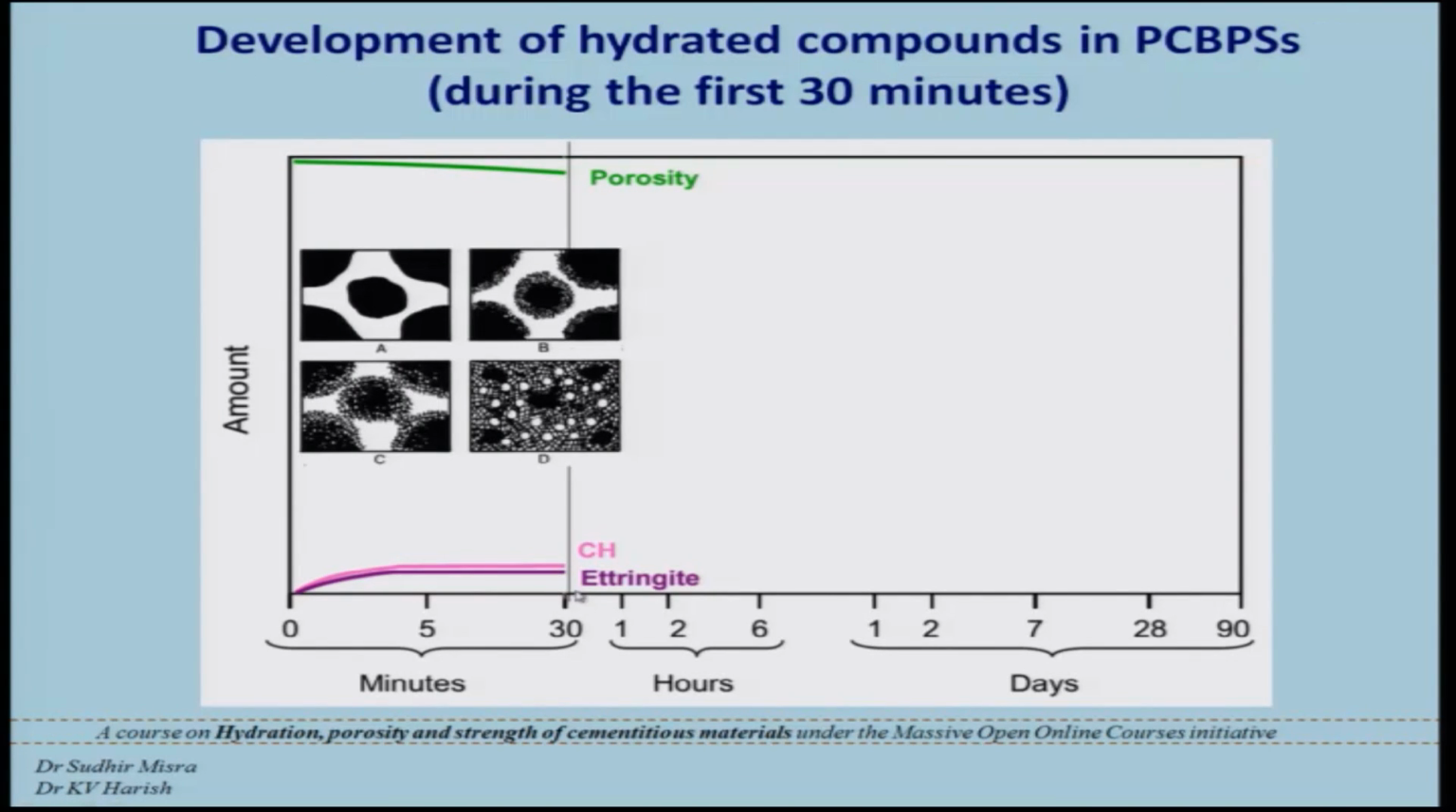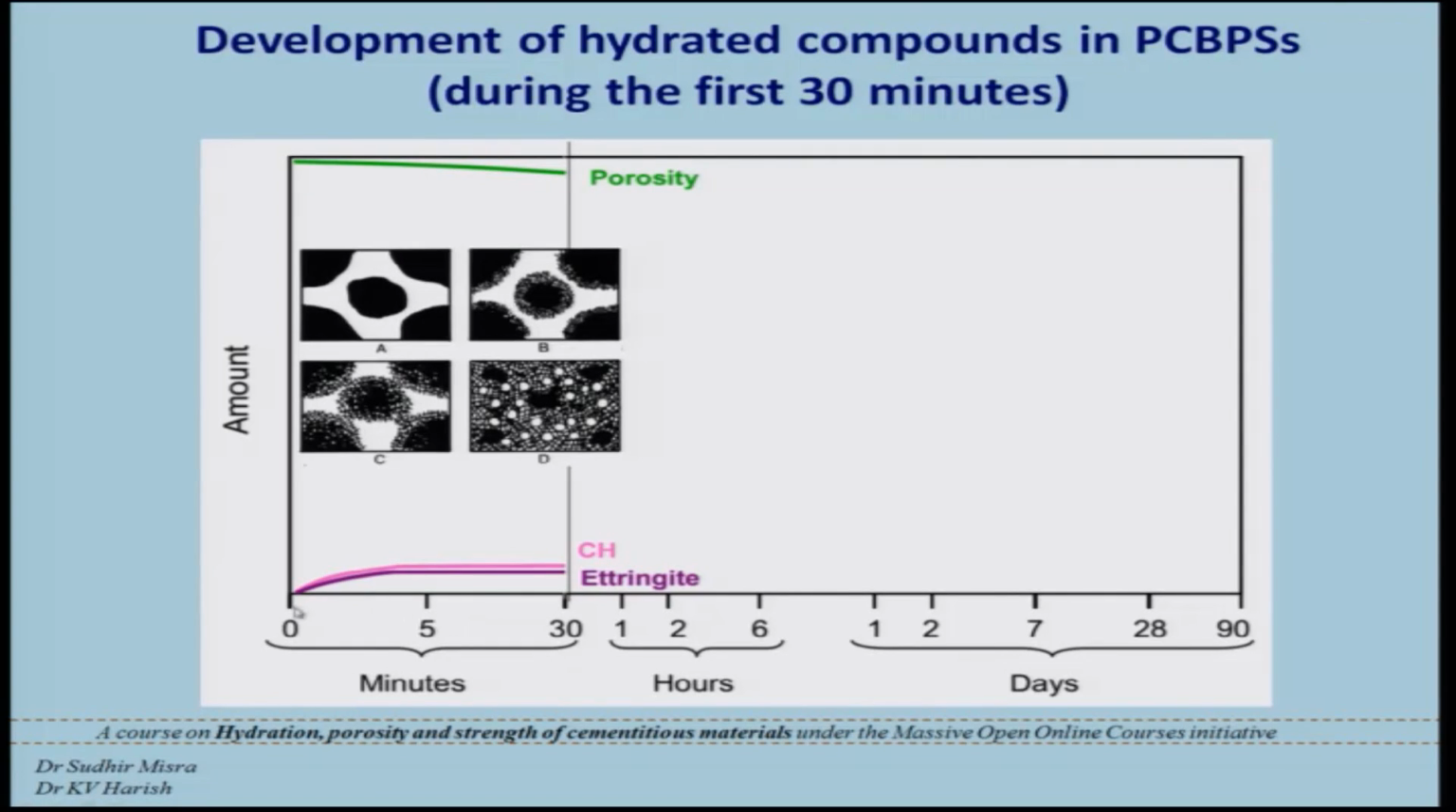So, the first compound that forms in the hydration process is ettringite, and we have already seen the characteristics of ettringite and others. So, I will not get into that. You also see that sometimes calcium hydroxide is also formed. That is primarily because the quantity of calcium oxide in Portland cement is extremely high. So, sometimes a very little amount of calcium hydroxide is also possible during the first few minutes of hydration, but the primary compound is ettringite.